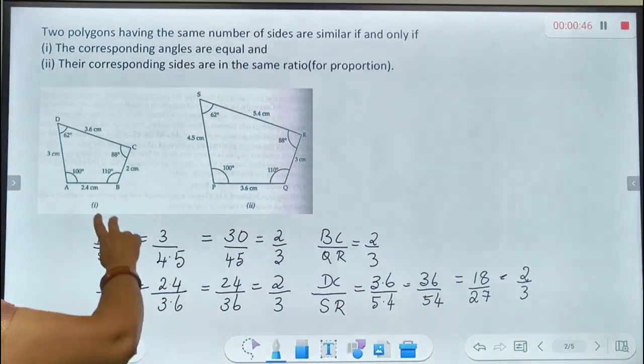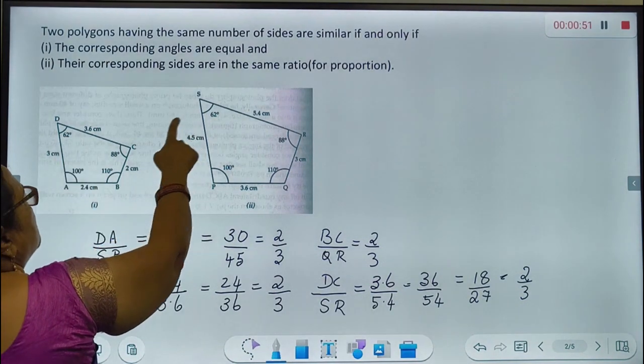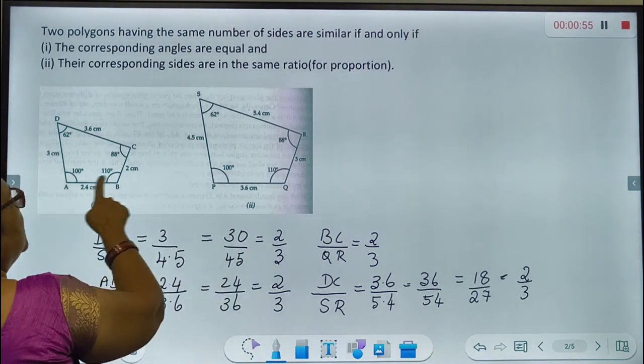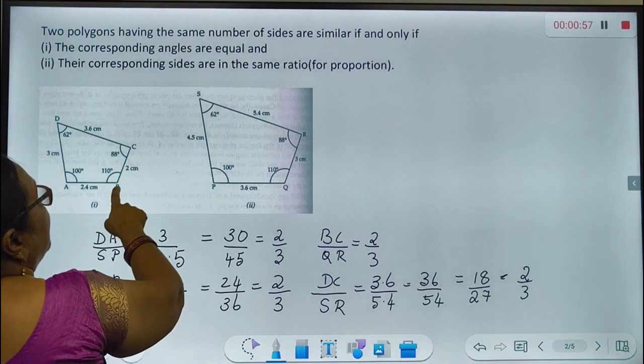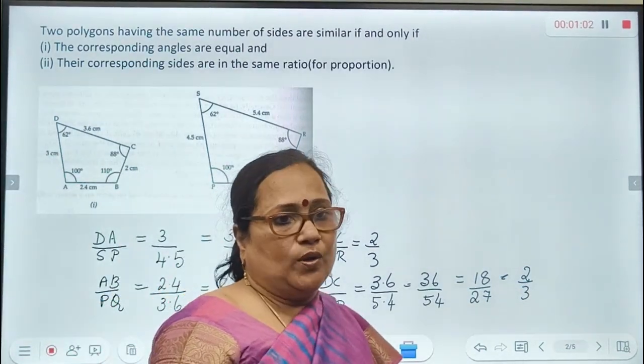Now look at these two polygons. If you look at the corresponding angles, this is 62, this is 62. Angle C is 88, angle R is 88. A is 100, P is 100, B is 110, Q is 110. So the corresponding angles are all equal.